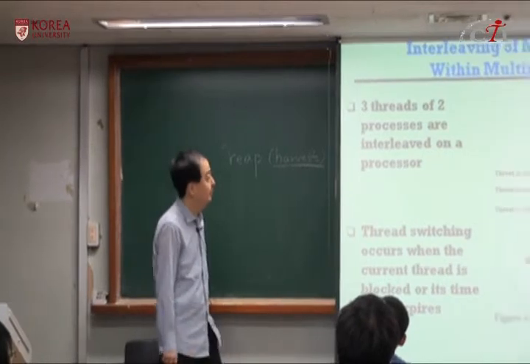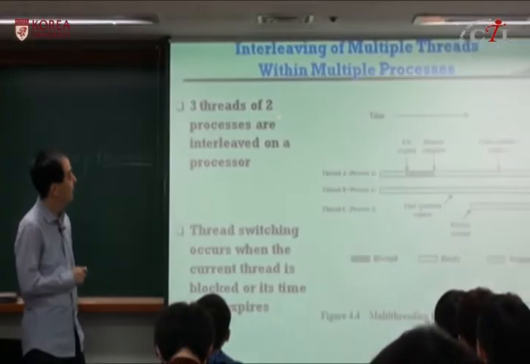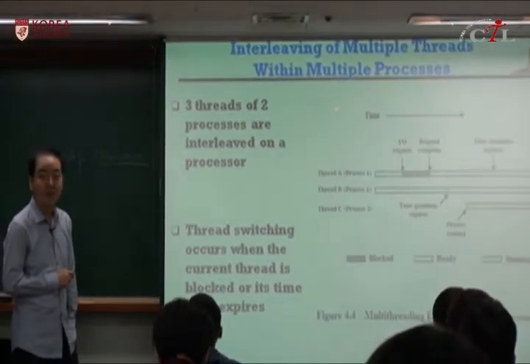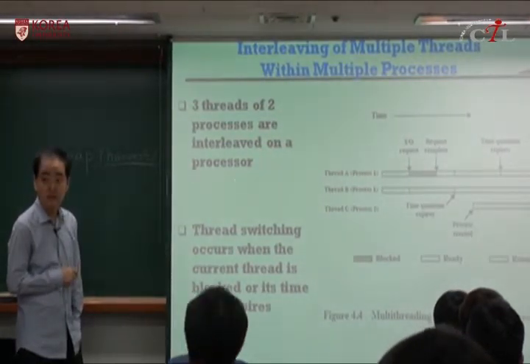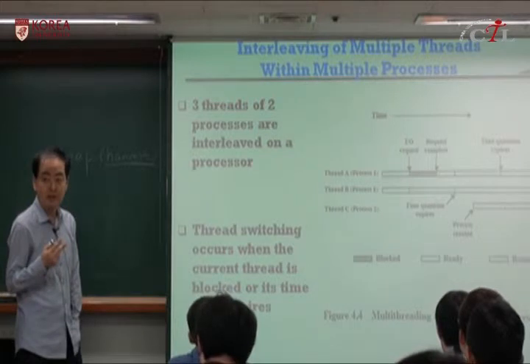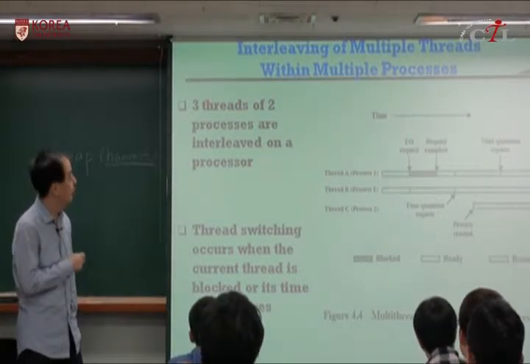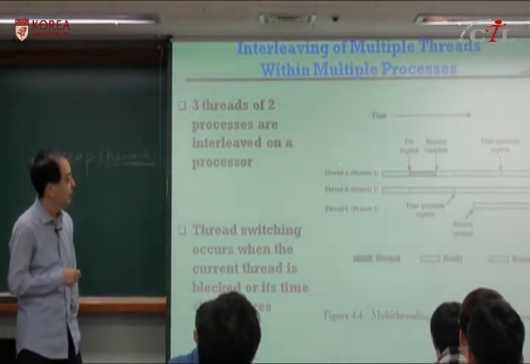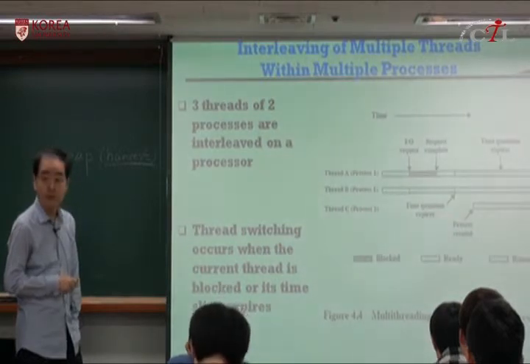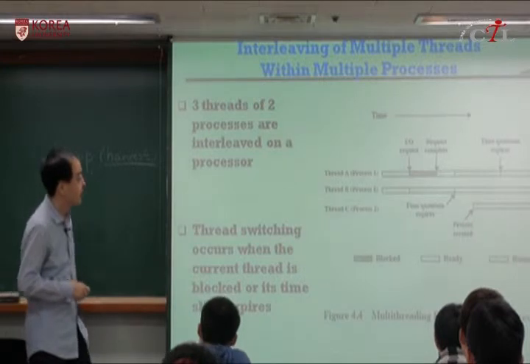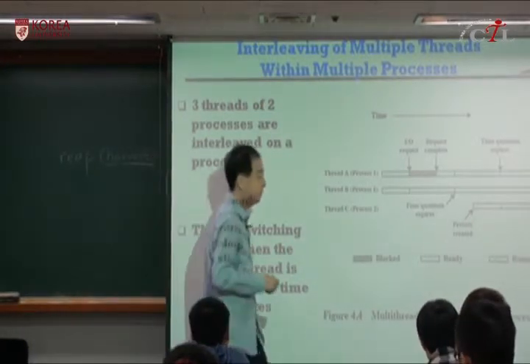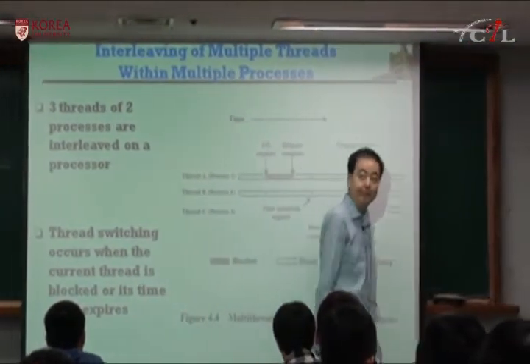So here there are three threads, two different processes. Okay, they are scheduled interleaved on a single processor. So you have an example of three threads, and two threads are from process 1. One thread is from process 2. Okay, and there is thread switching. Let's look at how the CPU is scheduled in this example.